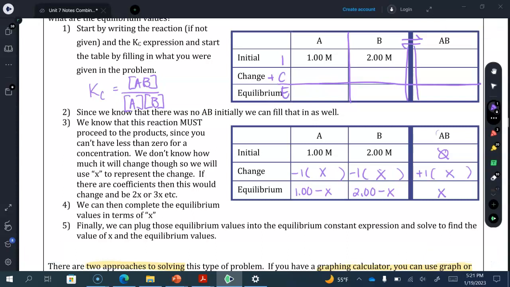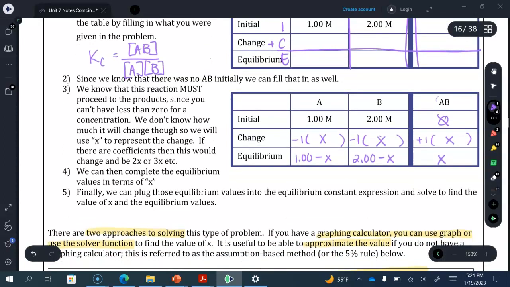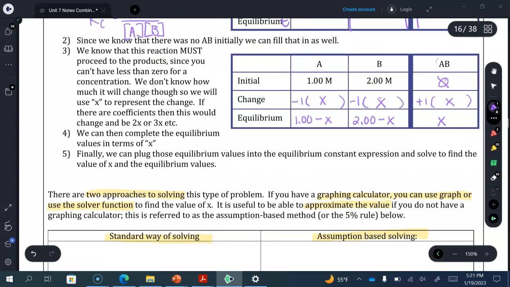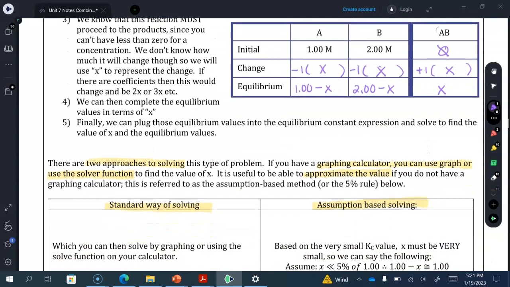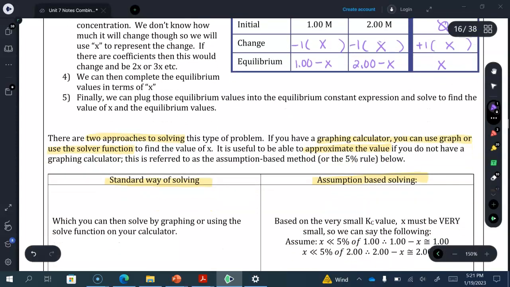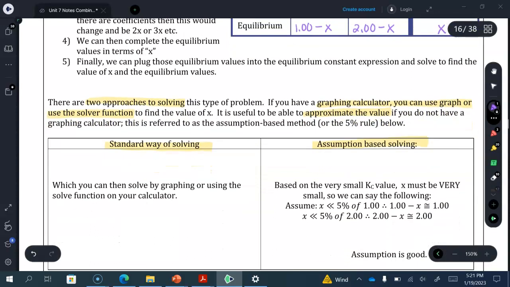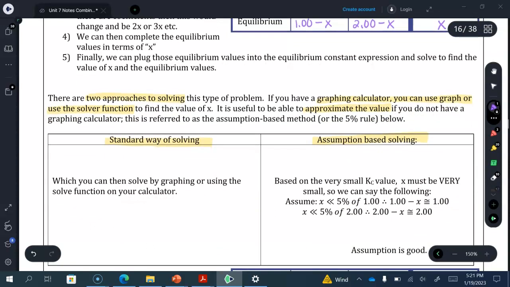If I have coefficients, then the coefficients are utilized here and distribute to the X. We then can complete the equilibrium values in terms of X. Finally, we're going to plug those into the equilibrium expression that we wrote above and solve.